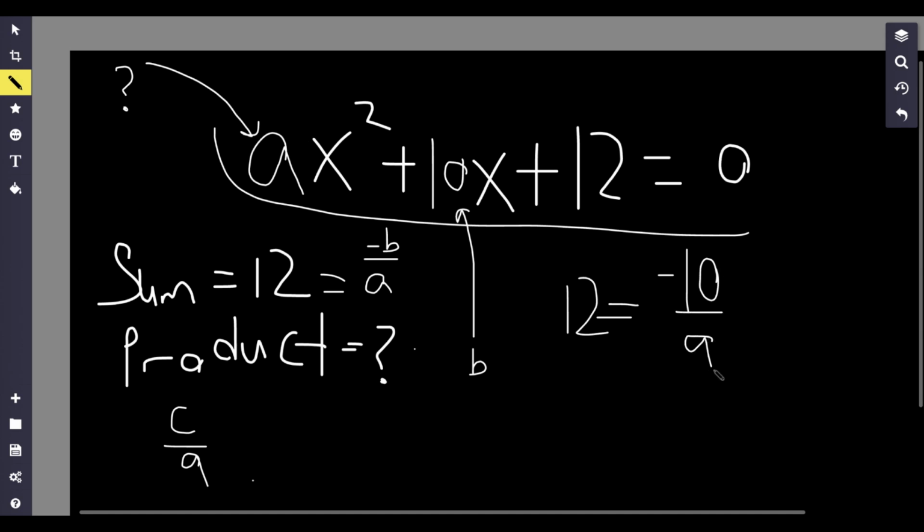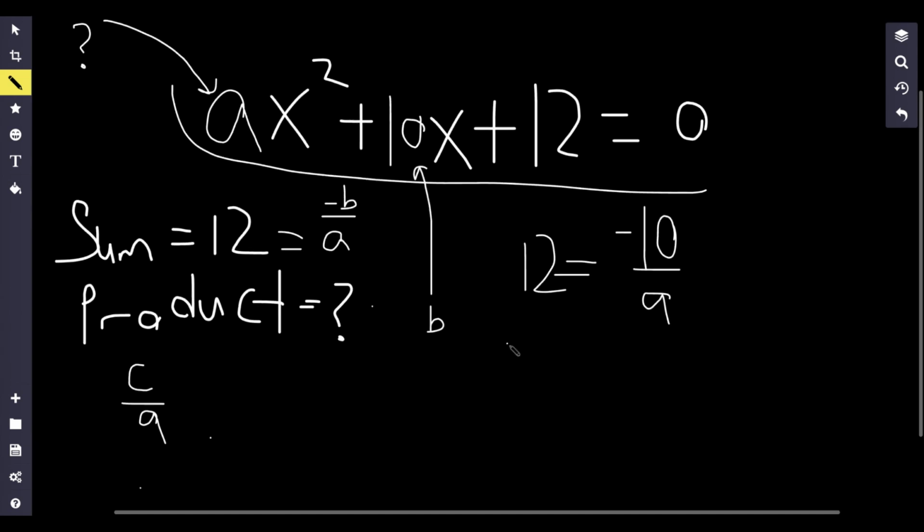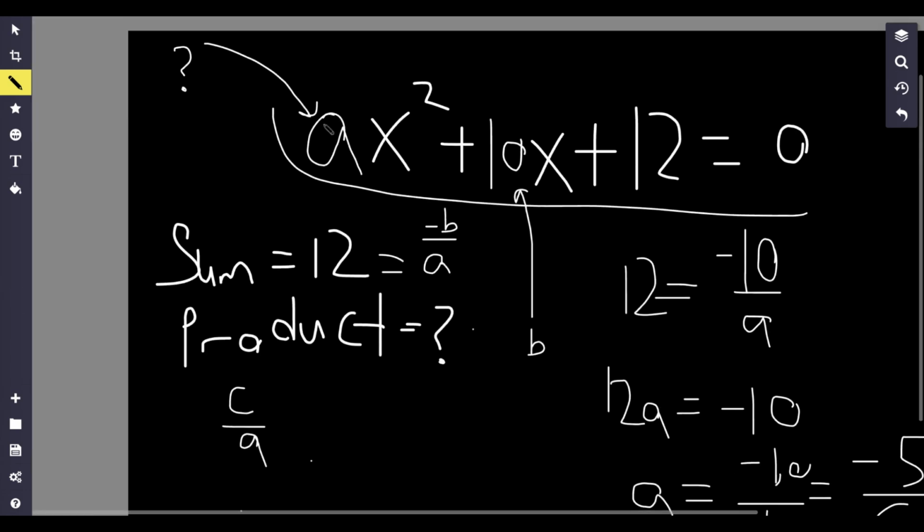We don't know what a is. And now you'll notice how we have this mini equation. So we can solve for a. If we multiply both sides by a, we get 12a is equal to negative 10. And we get that a is equal to negative 10 over 12. Or we can simplify this out to negative 5 over 6. So a is equal to negative 5 over 6.